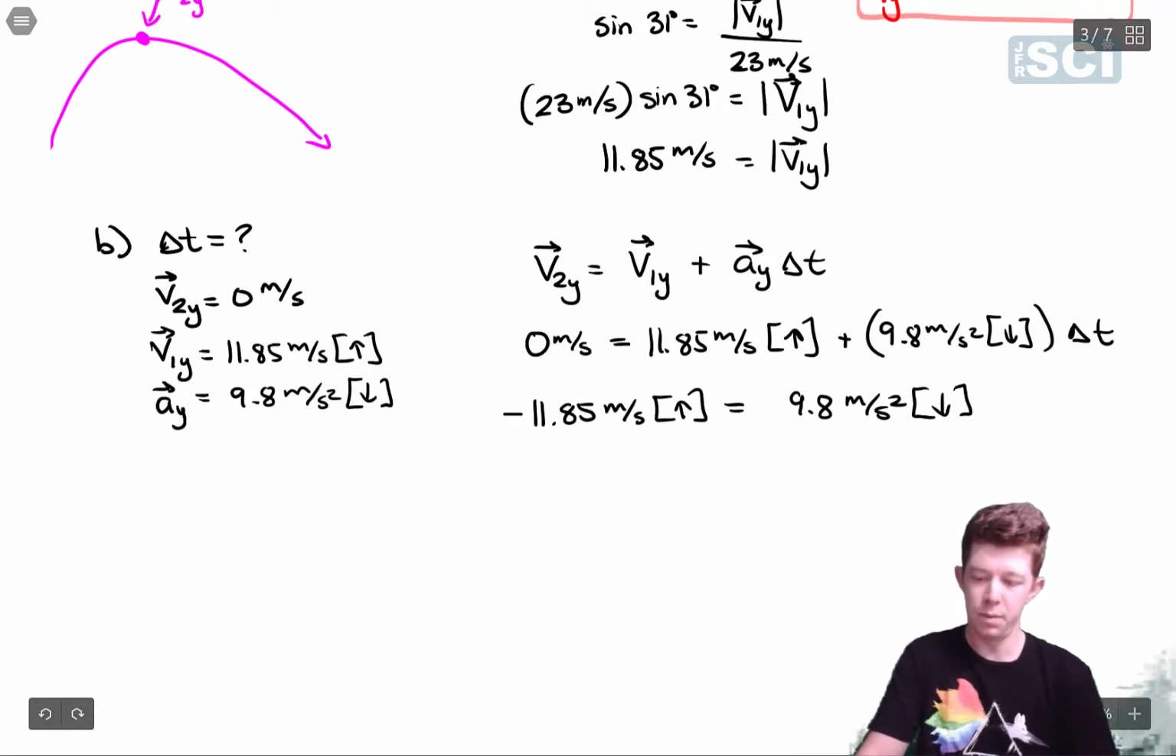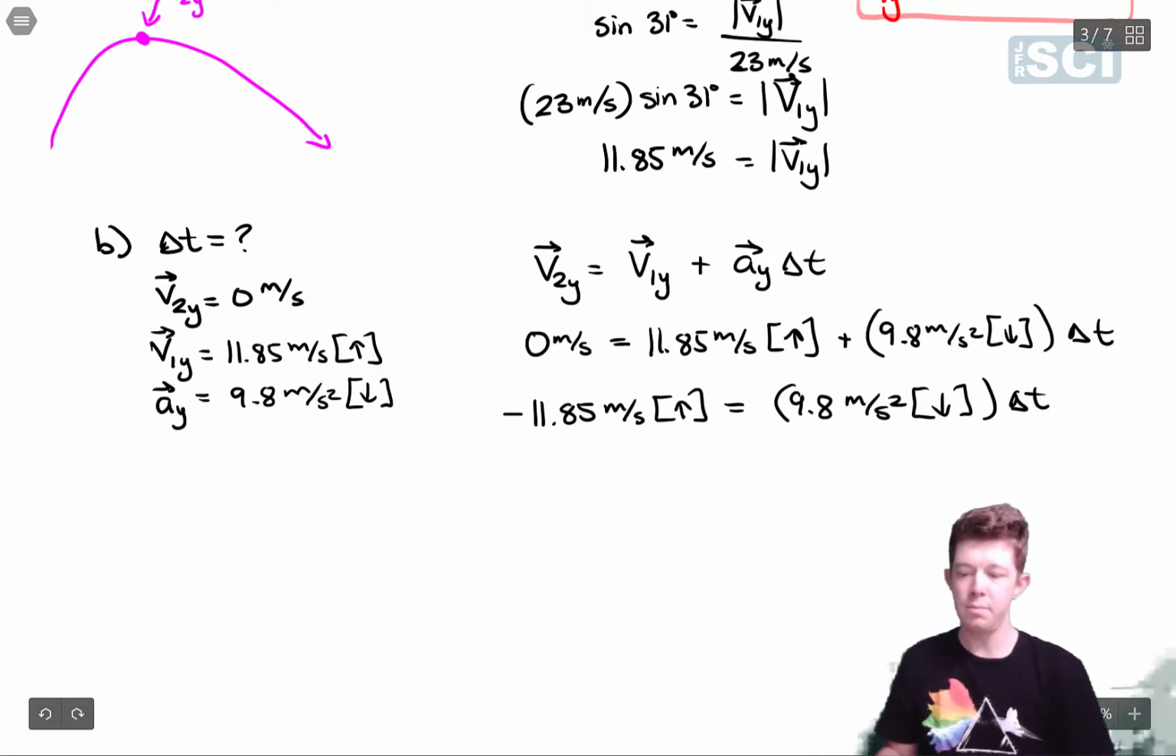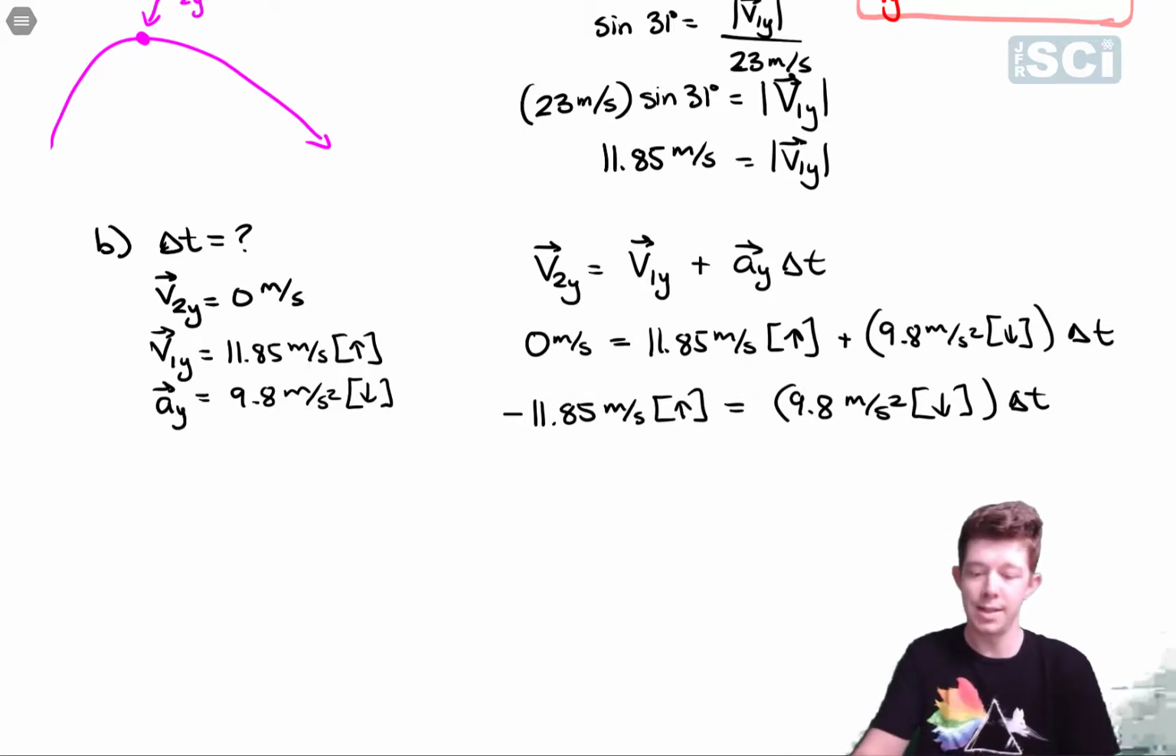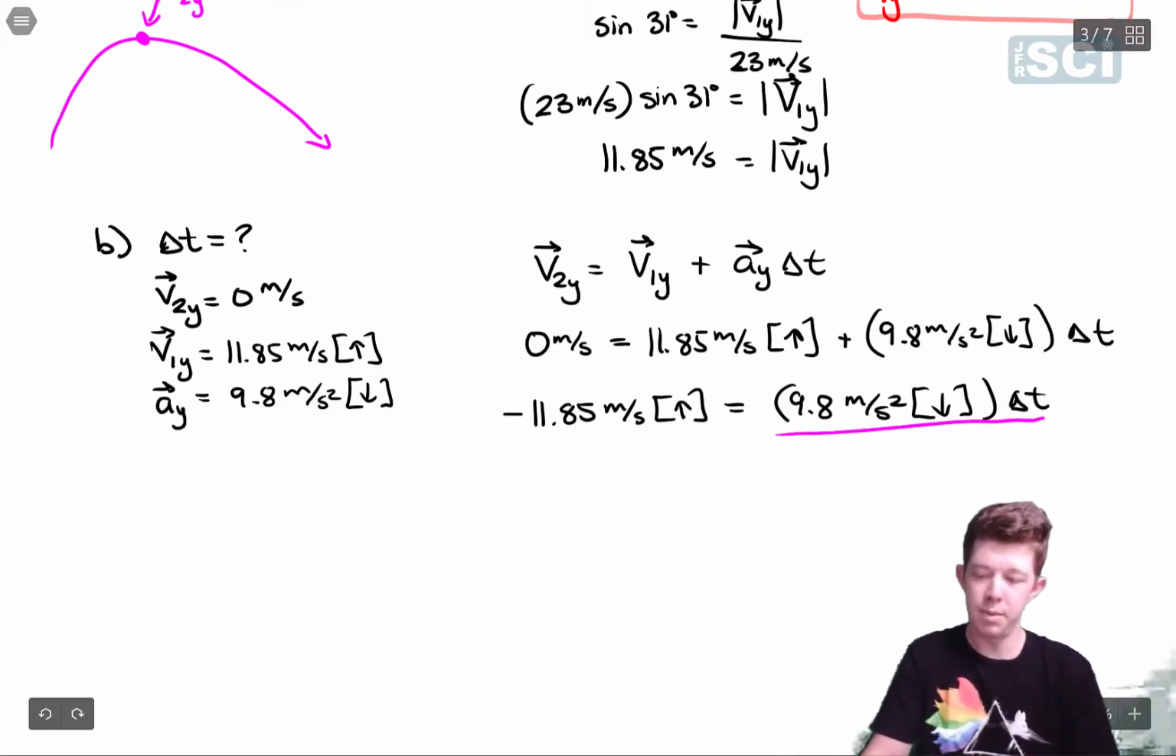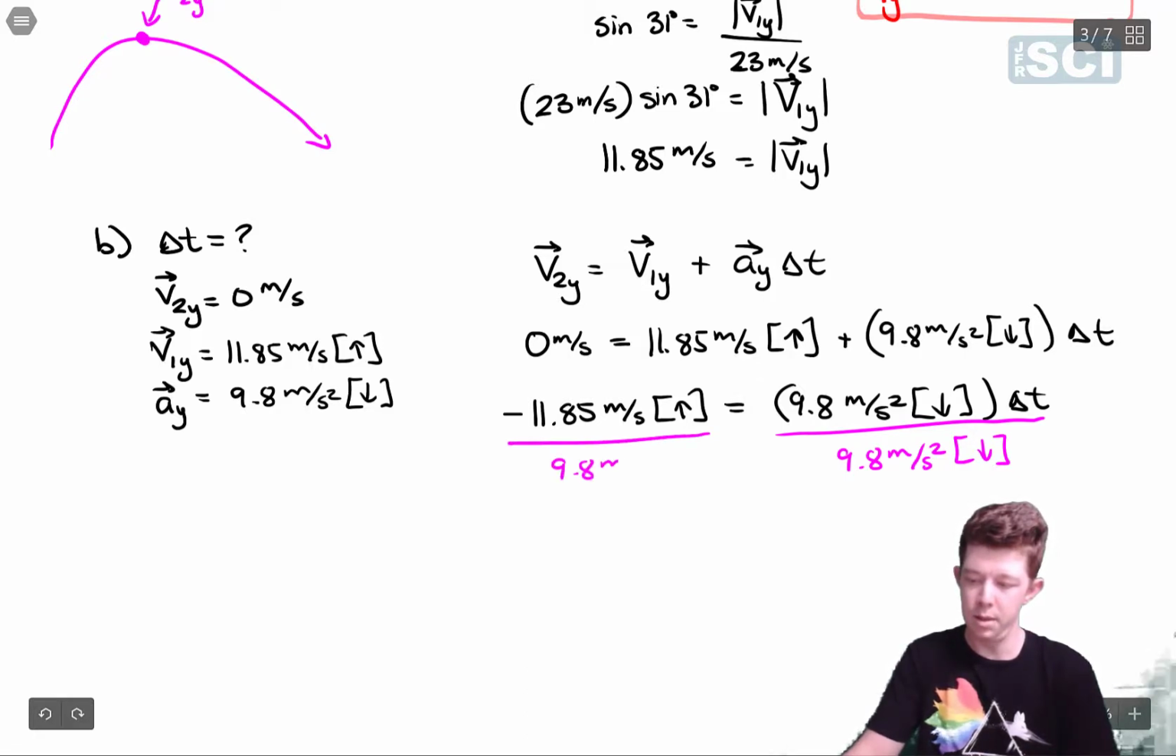So down multiplied by delta t. And I'm going to divide both sides by 9.8 meters per second squared down.